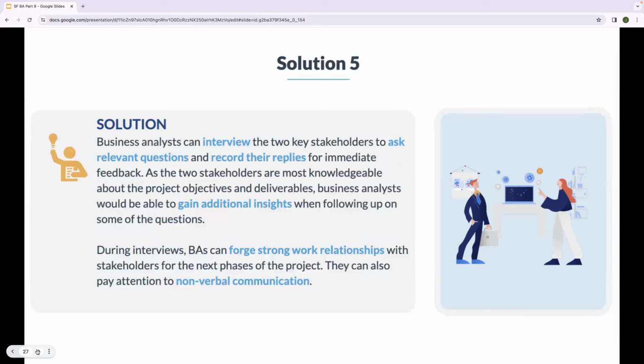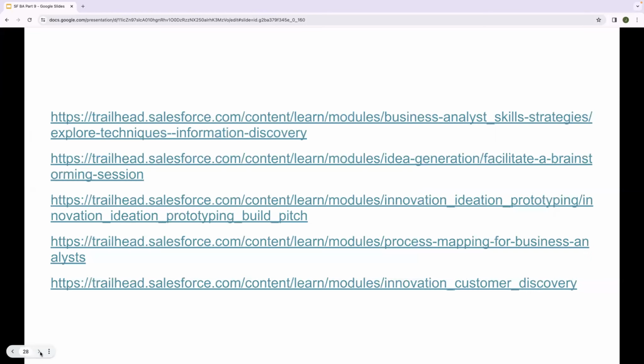The solution is business analysts can interview the two key stakeholders to ask relevant questions and record their replies for immediate feedback. As the two stakeholders are most knowledgeable about the project objectives and deliverables, business analysts would be able to gain additional insight when following up on some of the questions. During the interview, BAs can forge strong work relationships with the stakeholders for the next phases of the project. They can also pay attention to nonverbal communication.